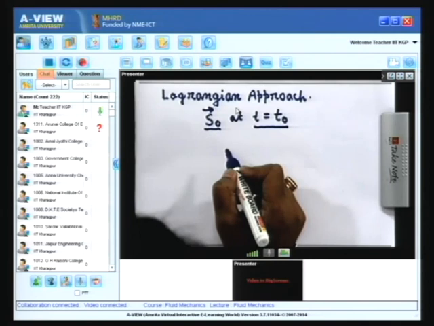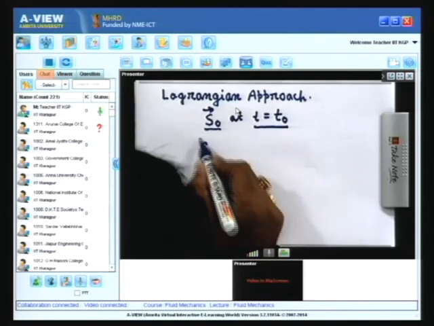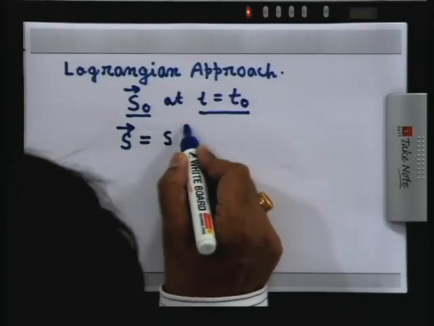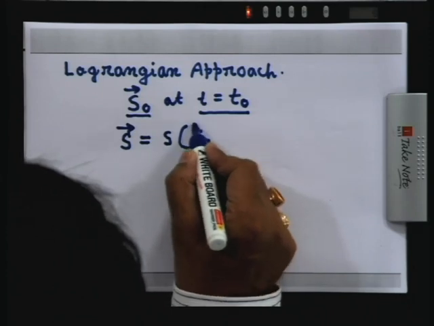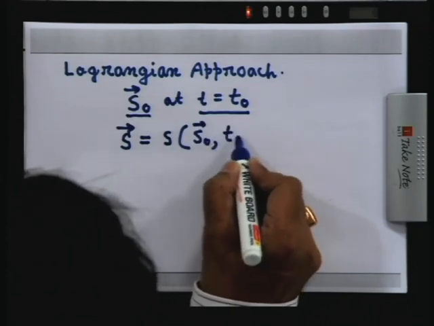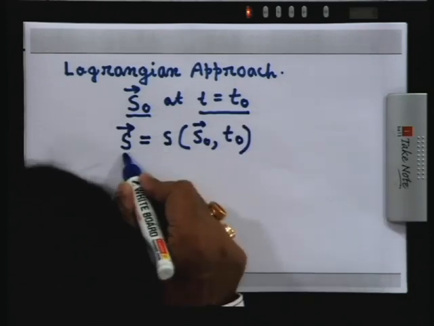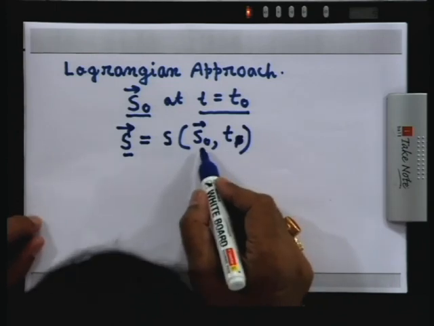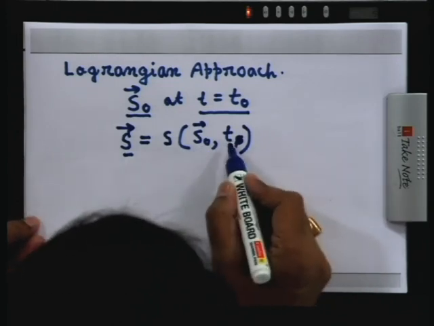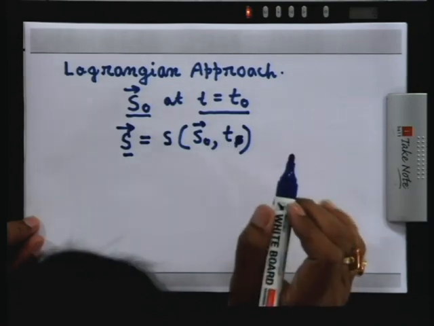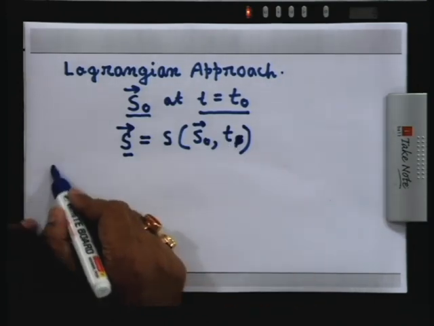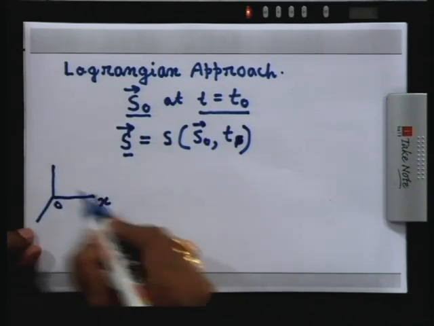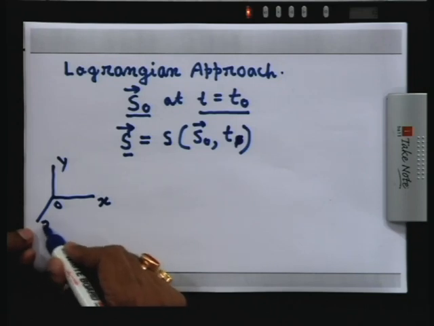Then the Lagrangian approach can be mathematically expressed as: the position of the particle at any other time is a function of time, and this is expressed like this. That means the position of a particle at any time t depends upon its initial location, which is the identity of the particle, and the time t. Clear? Now, this can be represented in terms of coordinates x, y, z, a Cartesian coordinate system.